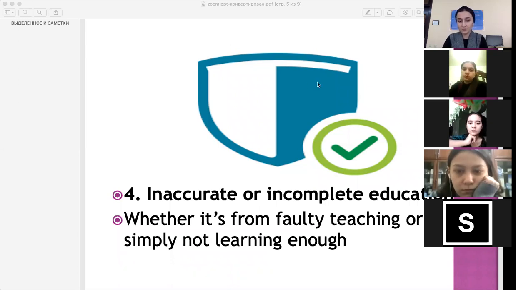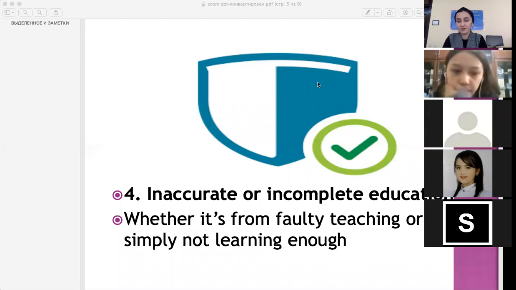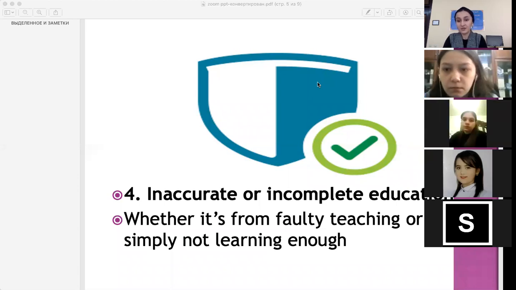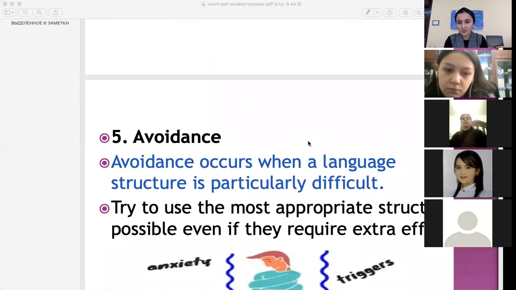Okay, let's continue. So I said that even sometimes I hear many students use words in an inaccurate way, in a wrong way. So for example, they say advantages and disadvantages. Yeah, it's really annoying. So I think that it is the reason of faulty teaching. It's just a real example. I mean, a real life example. Okay, let's continue.